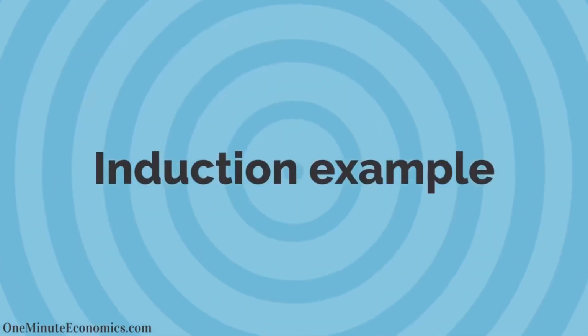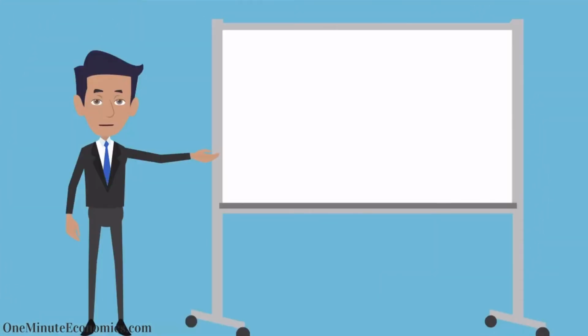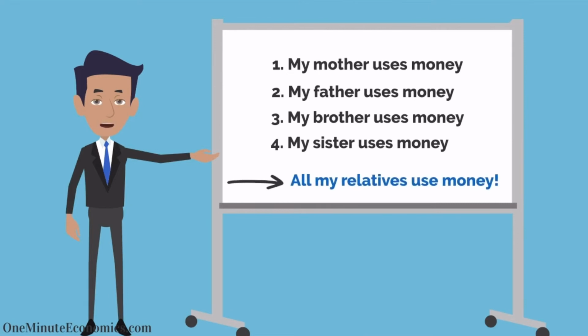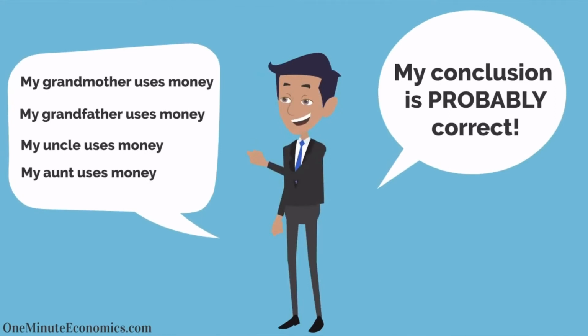Let's move on to an induction example with me making the following specific statements. 1. My mother uses money. 2. My father uses money. 3. My brother uses money. 4. My sister uses money. From these specific premises, I draw the general conclusion that all my relatives use money, and the more examples of relatives who use money I think of, the more probable I consider my conclusion.